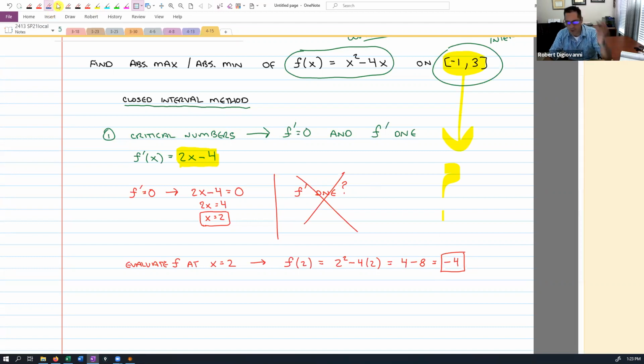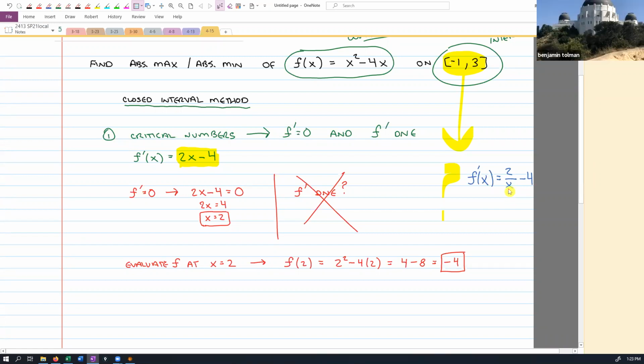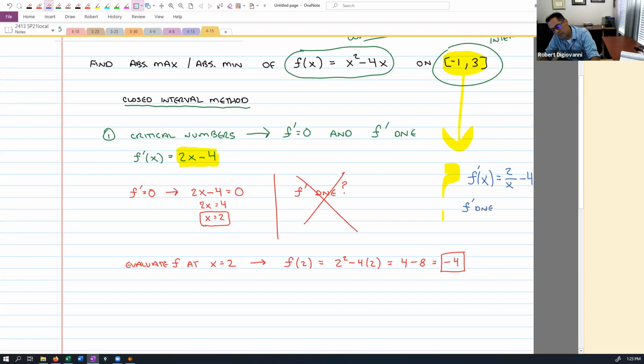Let me just show you, just for the sake of being clear here, what if our derivative was 2 over x plus minus 4? Let's just say that's what it was. Then I would have a problem, wouldn't I? I'd have a problem if x was 0. If x was 0, I'd have division by 0. And 0 is in here, isn't it? -1 to 3, 0 is in there. So I would have another critical number. I would say the derivative does not exist at x equals 0, but that would become a critical number then.